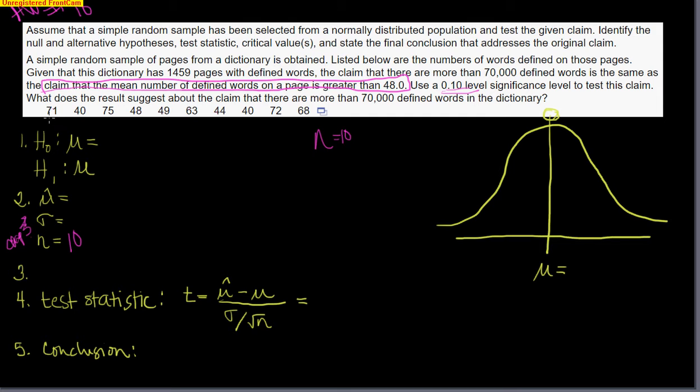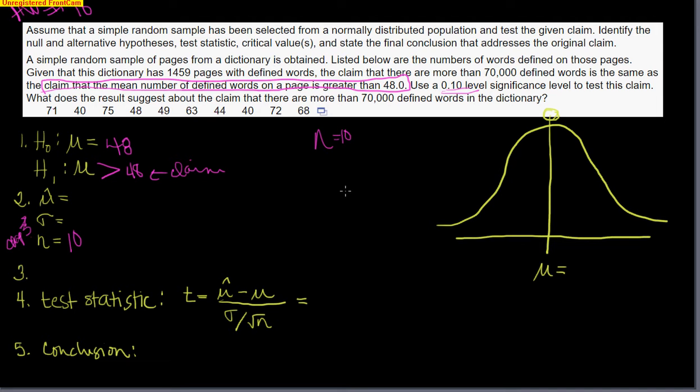So let's go through our steps of how we test a claim. We start with our null hypothesis. Since our null hypothesis always has to be the equality, we are going to say that the null hypothesis is that the mean number of words on a page will equal exactly 48. And therefore, our alternative hypothesis will be the claim that, in fact, the mean is greater than 48. Our claim is right here.